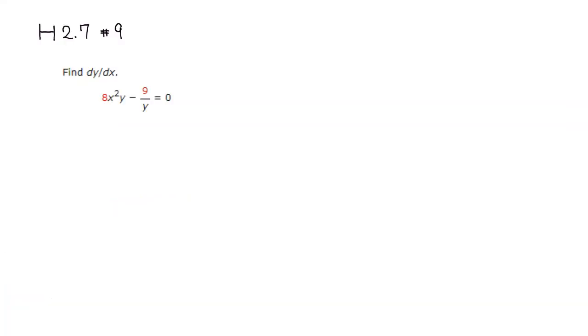Before I take the derivative, I do not like fractions, so I'm going to multiply both sides of the equation by y, because y is the denominator. So we have 8x squared y squared minus, y is canceled out, so you're going to have 9, and 0 times y is still 0. Right, so let's take the derivative of this with respect to x.